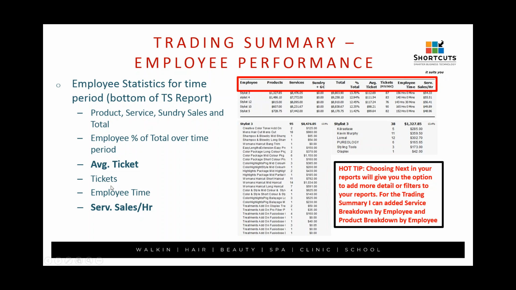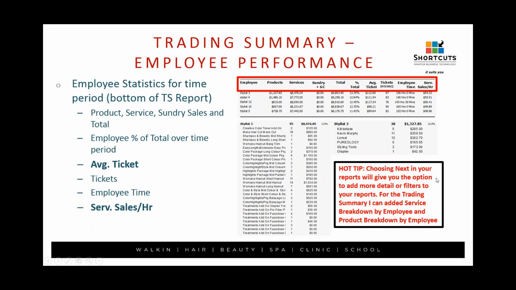It'll show us ticket totals as well as the employee time, so how much they worked over that time period. If the employees do not clock on and off, it will go by scheduled time. If they do clock on and off, the clocked hours override the scheduled time. The very last column is our service sales per hour. Again, when talking about efficiency, this is a really great thing to take a look at. I have a hot tip down here at the bottom on the right.